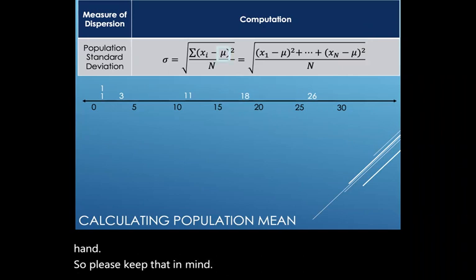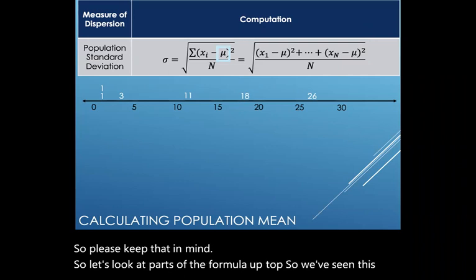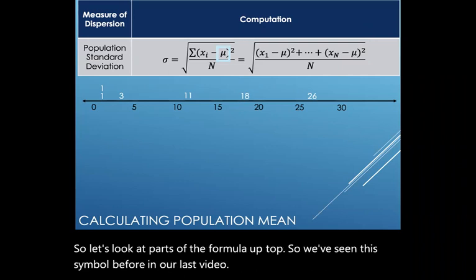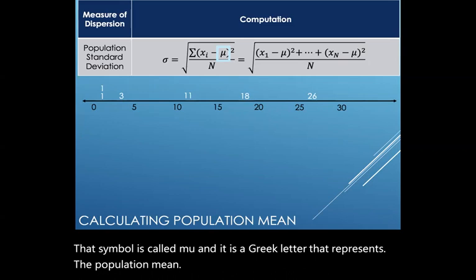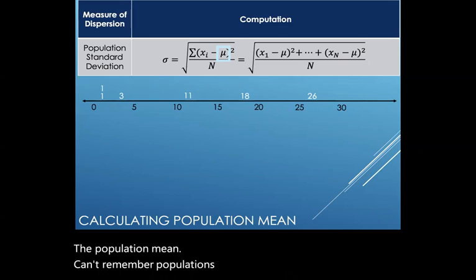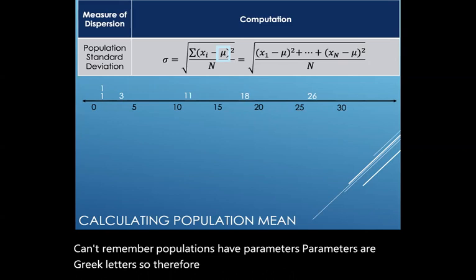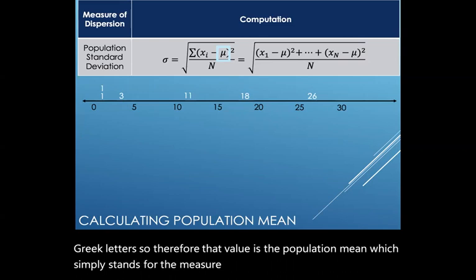So let's look at parts of the formula up top. We've seen this symbol before in our last video. That symbol is called mu, and it is a Greek letter that represents the population mean. Okay, remember populations have parameters. Parameters are Greek letters. So therefore, that value is the population mean, which simply stands for the measure of center for the population.